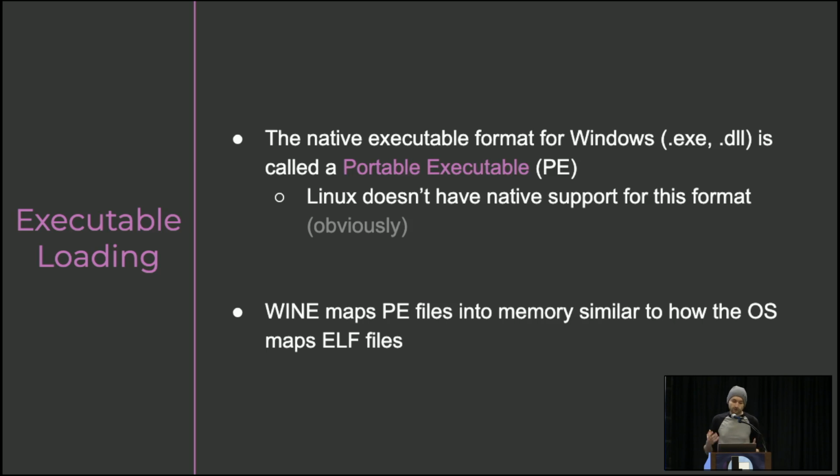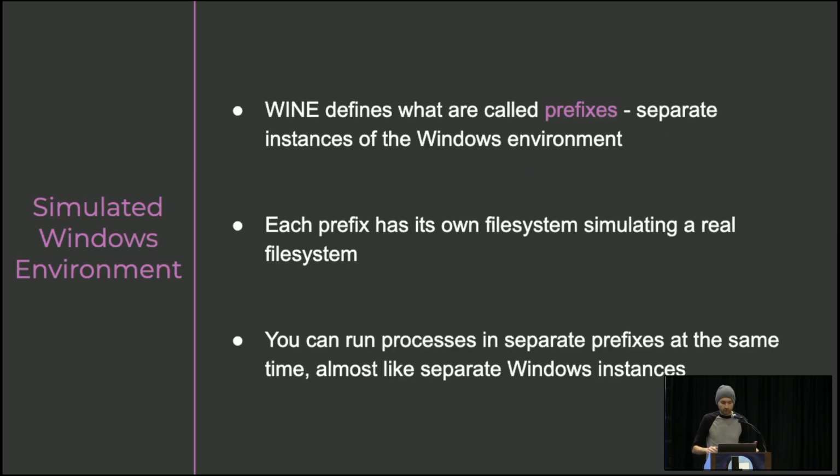So the first thing Wine has to do is basically parse PE files and be able to map them into memory more or less the same way that the operating system already does with ELF files, the native binary format of Unix systems. There's a lot that goes into this, but it's not super interesting. The PE file format is pretty well understood. You can probably sort of imagine how this works. So let's talk about the more interesting aspect of Wine, which is what we'll call the simulated Windows environment.